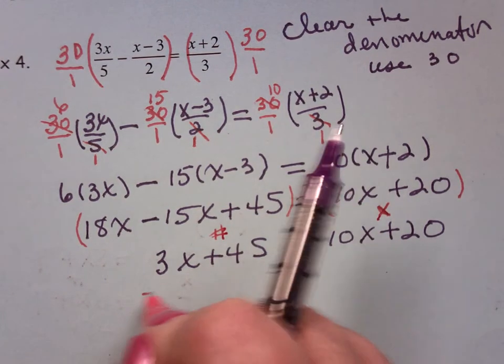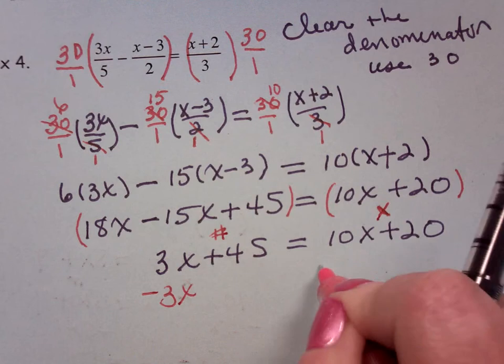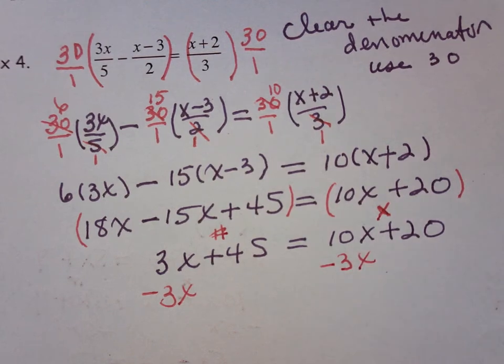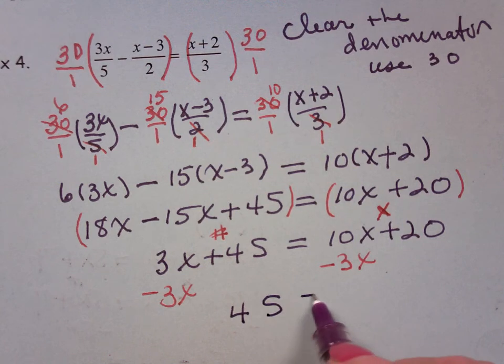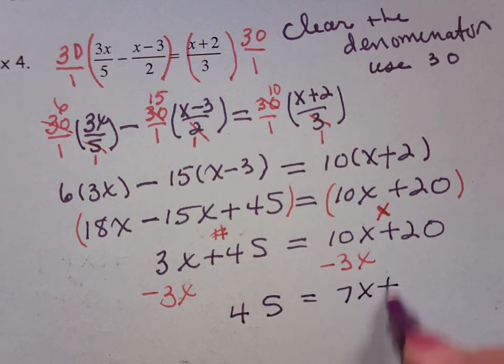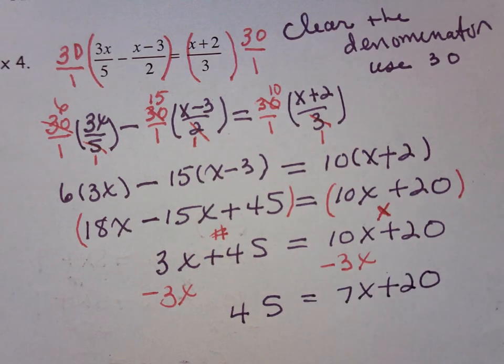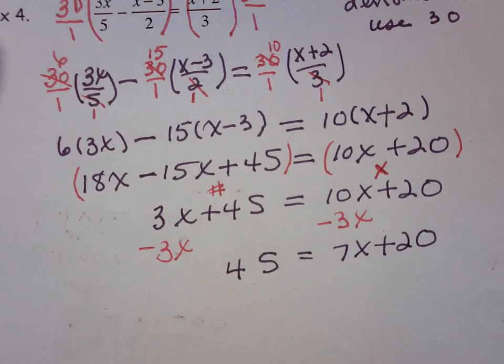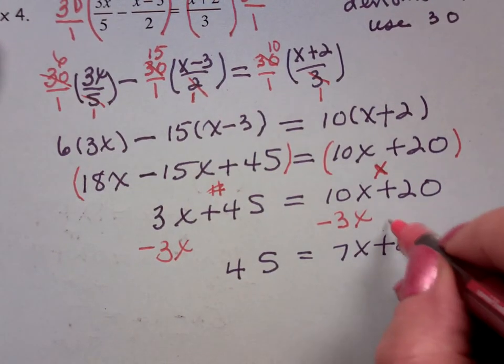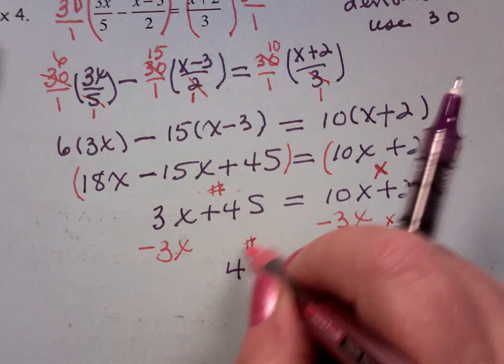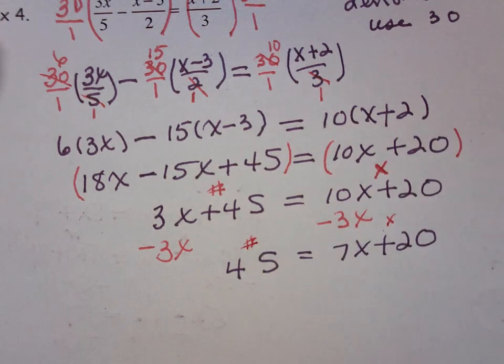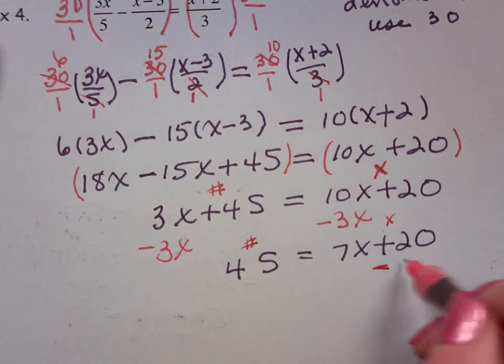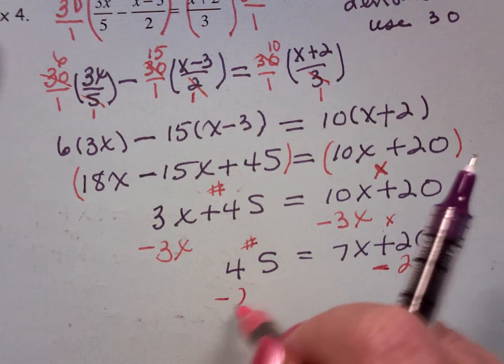That means I'm going to subtract 3x from both sides to move the x's over. And since I want my x's on the right and my numbers on the left, I'm going to subtract 20 from both sides.